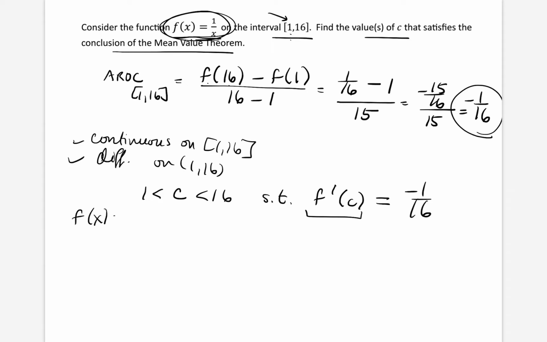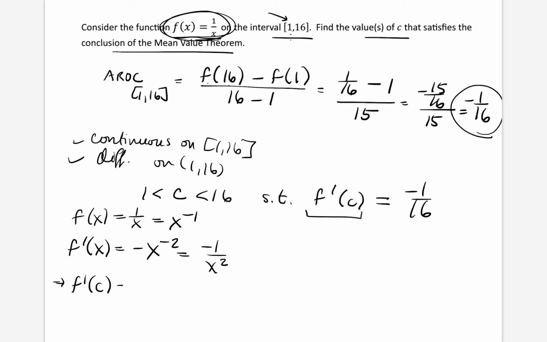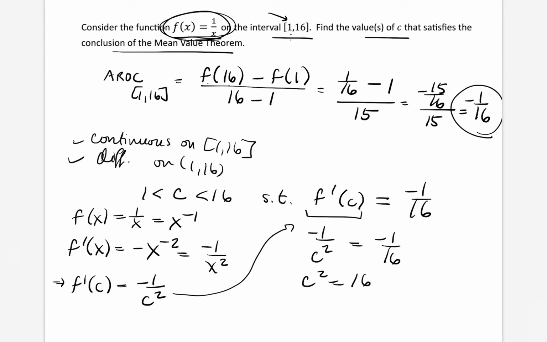Well, if f of x equals 1 over x, which we can think of as x to the negative 1 power, then f prime of x is going to be negative x to the negative 2 power, or negative 1 over x squared, which means that f prime of c is just negative 1 over c squared, right? So putting that here, we have that negative 1 over c squared would equal negative 1 over 16. Well, the only way that can happen is if c squared equals 16, which would mean that c could equal either negative 4 or 4.